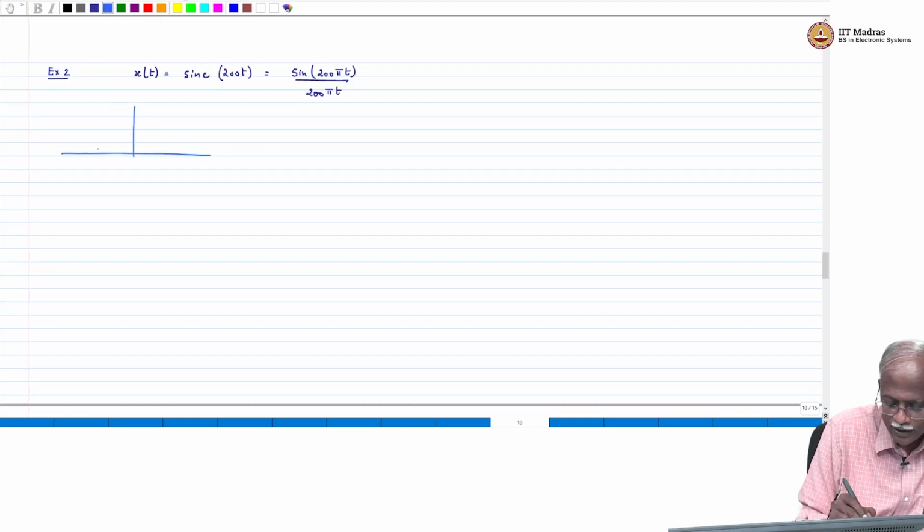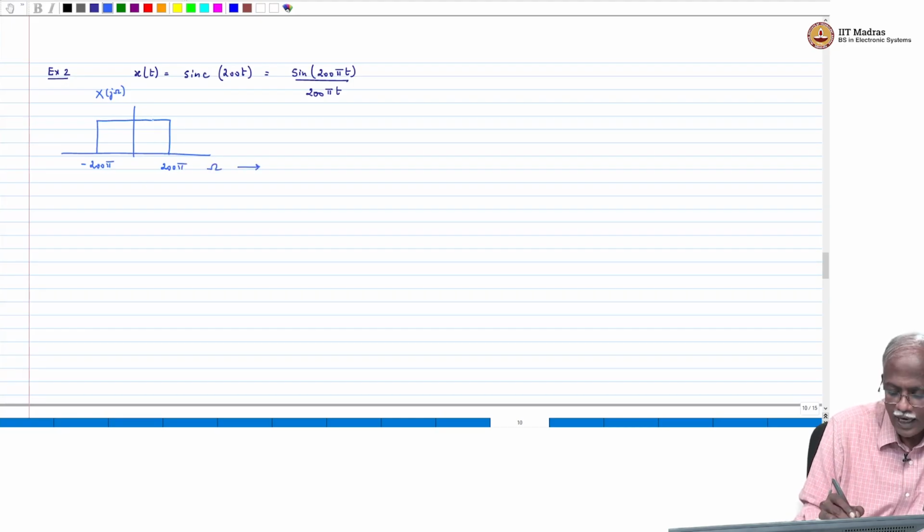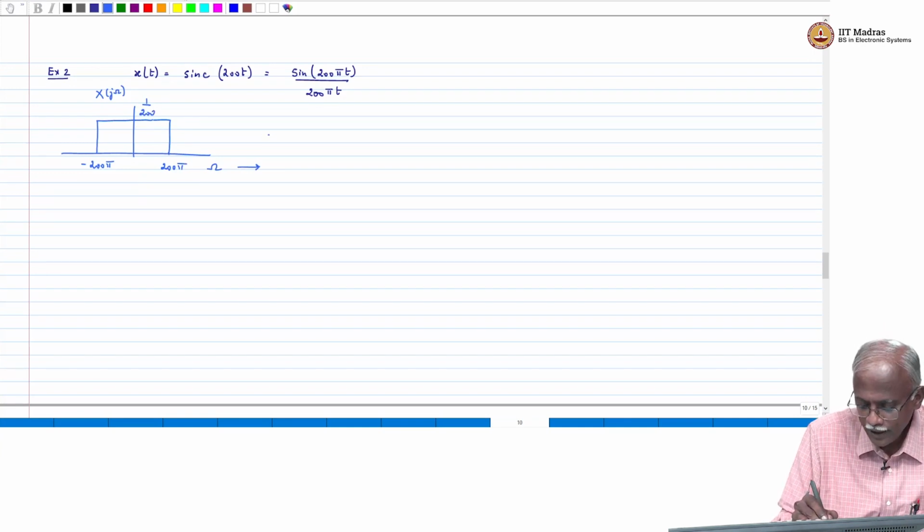Supposing I tell you that there is a signal whose Fourier transform is given in this fashion. This is X of j omega, the Fourier transform of a signal. It goes from minus 200 pi to 200 pi, in terms of the radian frequency, and the height is equal to 1 by 200. I would like you to find the corresponding, let us call that x1, time domain signal.